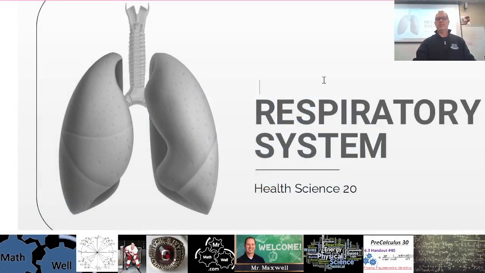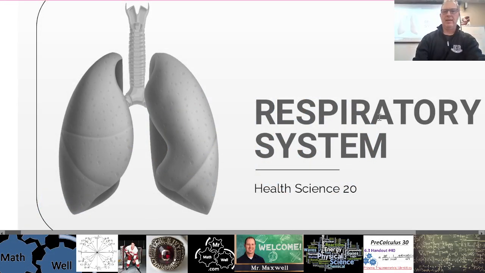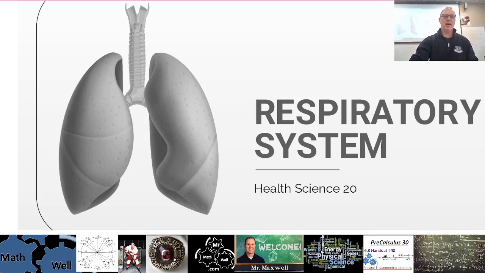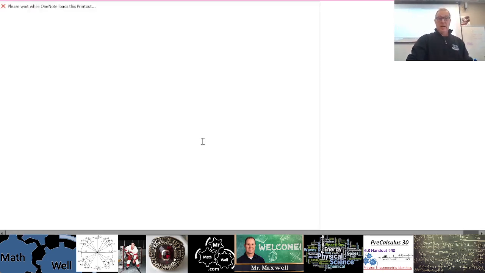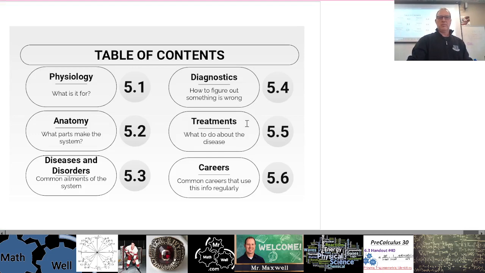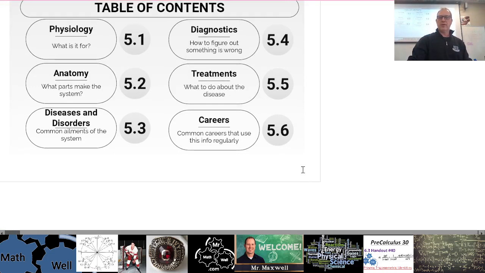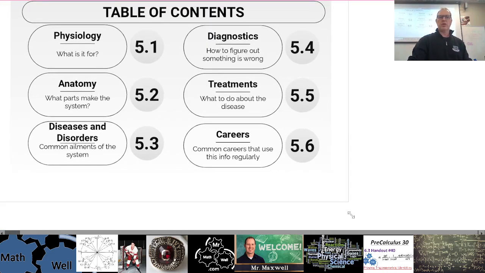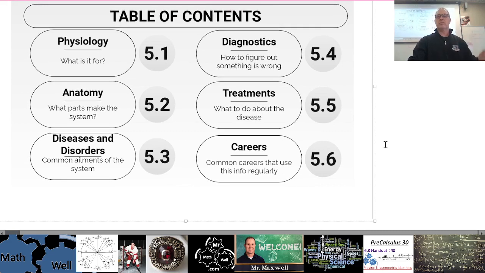All right, respiratory system. We are going to talk about physiology. Obviously, we've done this for the other systems as well. So physiology: what is the respiratory system used for in our bodies? Anatomy: what are the parts? Diseases and disorders, diagnostics, how to find out if something's wrong, treatments, and careers.